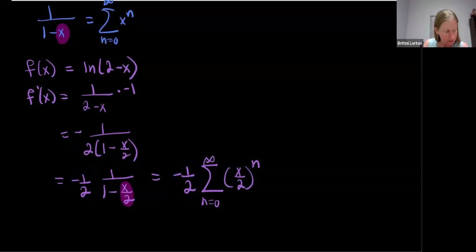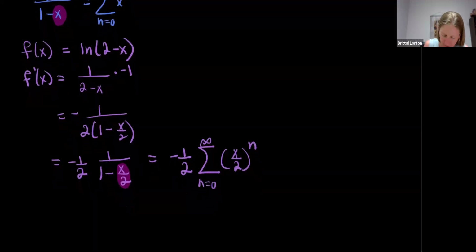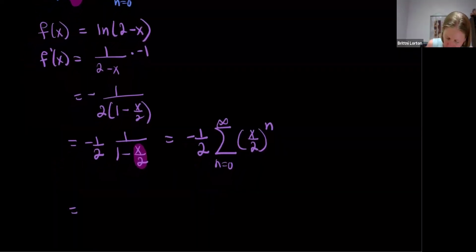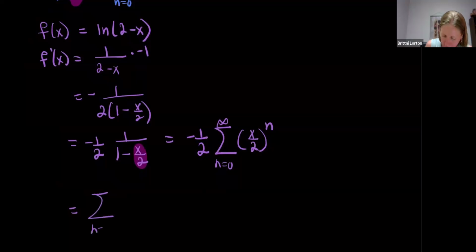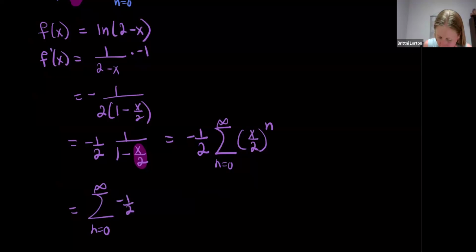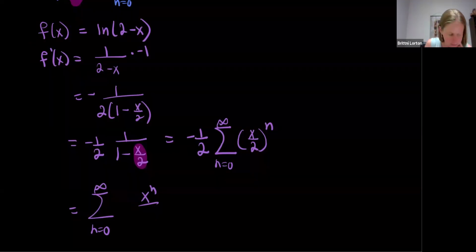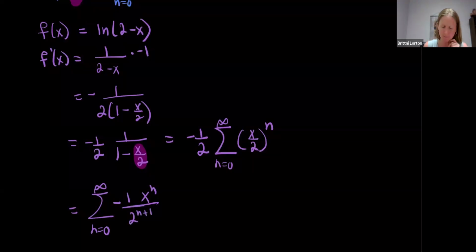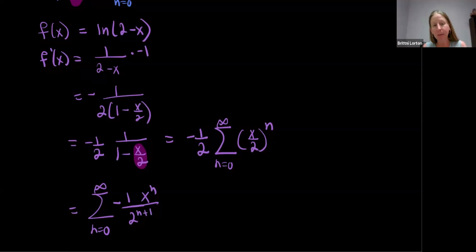Okay, all right, and then I'm going to choose to simplify that. There's definitely multiple ways I could simplify that, but I'll go ahead and do that right now. It's the sum from n equals 0 to infinity of -1/2 times x to the n over 2 to the n, and then you can see that those 2 to the n's can combine, and I'll end up with a -1 over 2 to the n plus 1 times x to the n. Cool. Okay, so I simplified that.